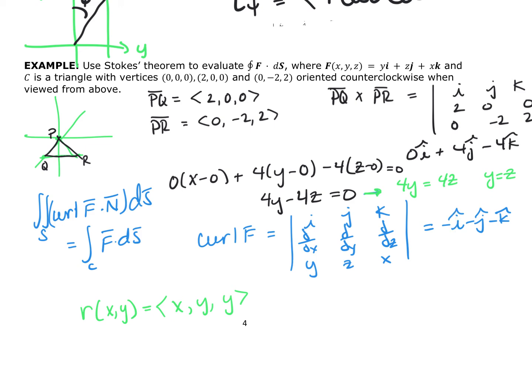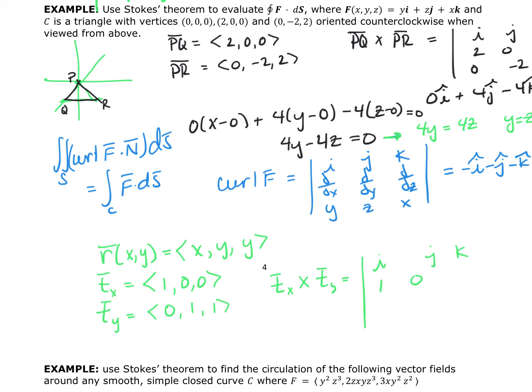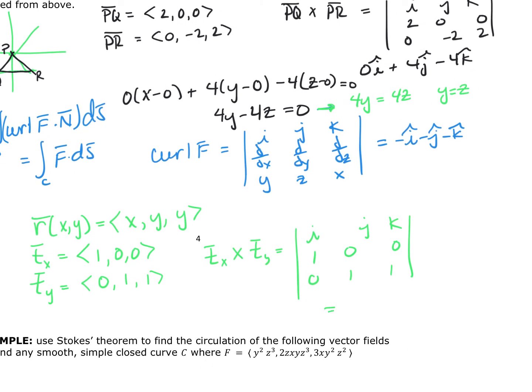Now I have to find my tangentials in each direction. So I'm going to do my tangential with respect to x, and this is going to give me (1, 0, 0). I'm going to do my tangential in terms of y. These are all vectors. It is going to be (0, 1, 1). Now I'm going to do the cross product of t sub x crossed with t sub y. So i, j, and k of (1, 0, 0), (0, 1, 1). And when I do that, I'm going to get the vector (0, -1, 1).